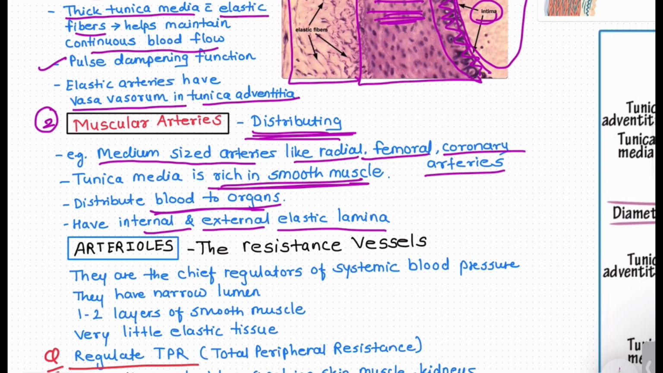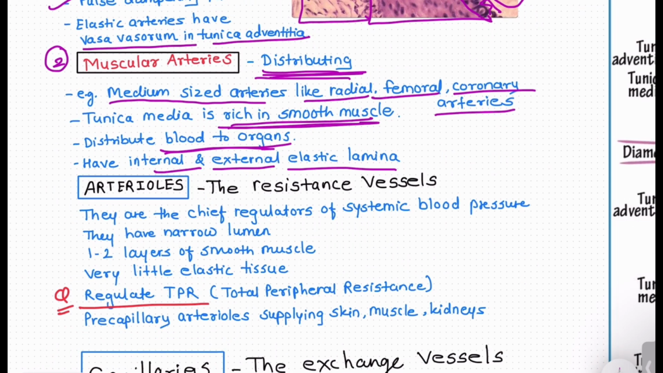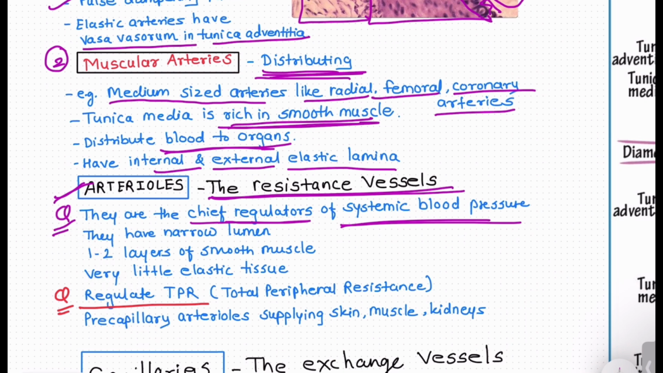Then what is an arteriole? Arterioles are the resistance vessels. They are the chief regulators of systemic blood pressure. It is an MCQ point. So arterioles are chief regulators of systemic blood pressure. They have a narrow lumen. Elastic arteries have larger lumen as compared to muscular arteries, and muscular arteries have larger lumen as compared to arterioles.